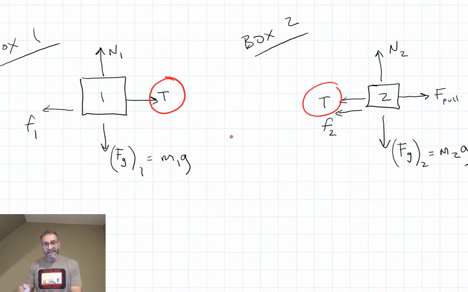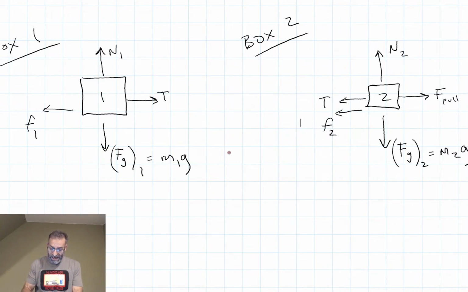but the tension is the same from both. The tension in a rope is the same everywhere if the rope is massless. So the tension that the rope is pulling on box 1 is equal to the tension that the rope is pulling on box 2. These two are the same. So I'm just going to leave them both as T. I don't need a T1 and a T2 if they're the same. I'll just leave them both with the same symbol. That tells me they're the same.